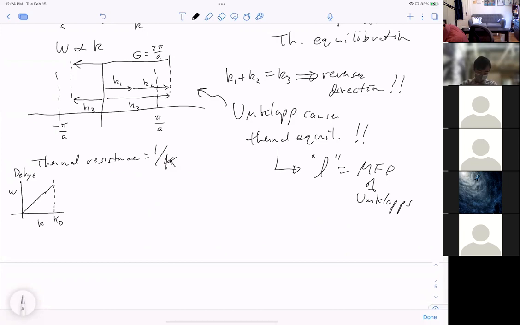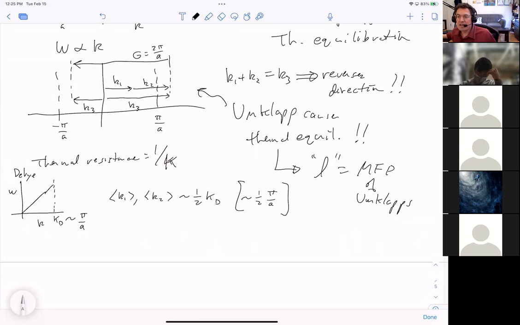And so then we see that I have my K Debye. You can see that if I think of K Debye as sort of on the order of pi over a, the Brillouin zone edge, it's not exactly equal to it, but it's pretty close. So this is just hand waving. And so what we need then is we need K1 and K2 to be on the order of 1/2 K Debye, which is on the order of 1/2 pi over a. Because the Debye wave vector is the highest wave vector, which is kind of close to the Brillouin zone boundary. And so that's what we need to get the Umklapp scattering.